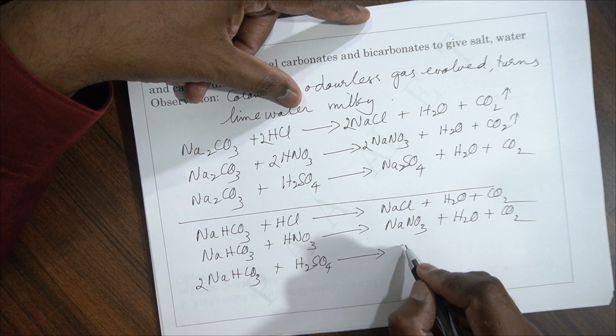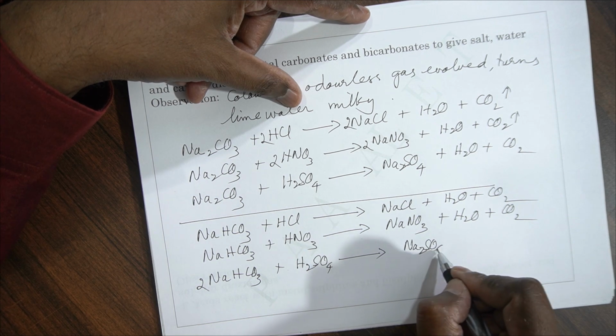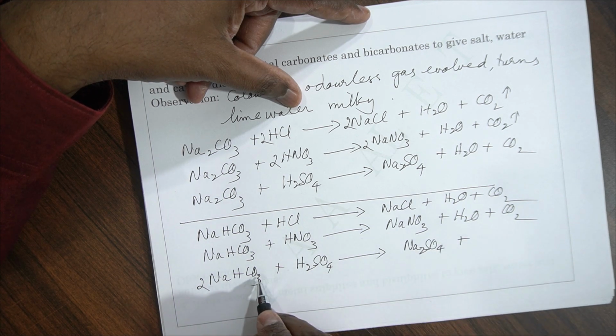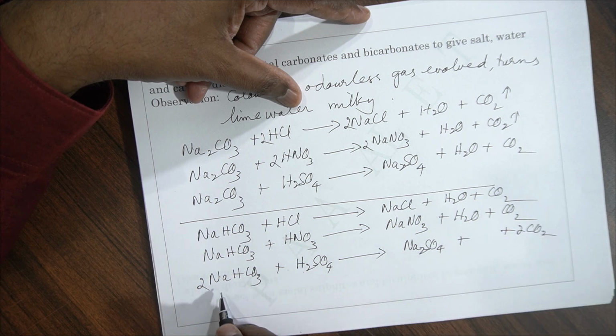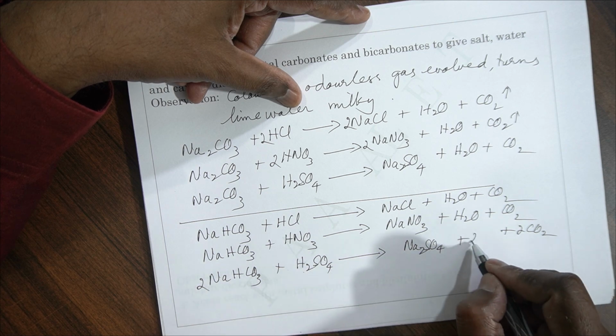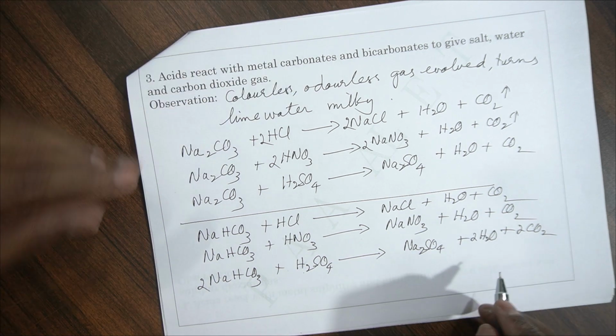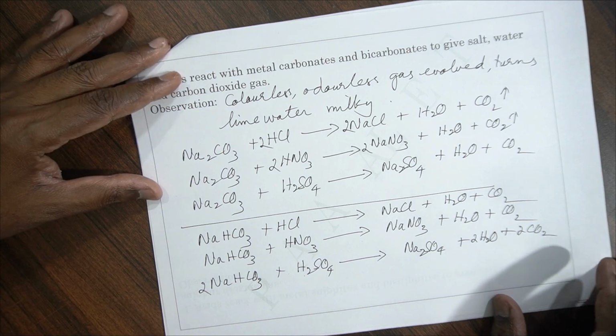So you have Na2SO4 plus, since there are 2 CO3, there will be 2 CO2 and 2 hydrogen makes 4. So there will be 2 H2O. Okay, so this is about the third reaction.